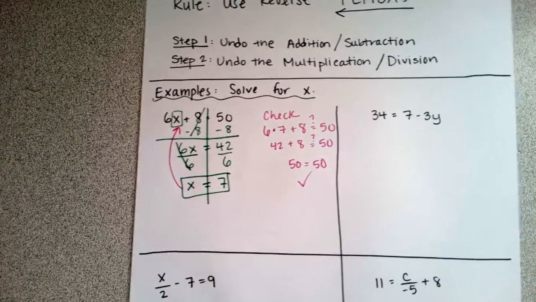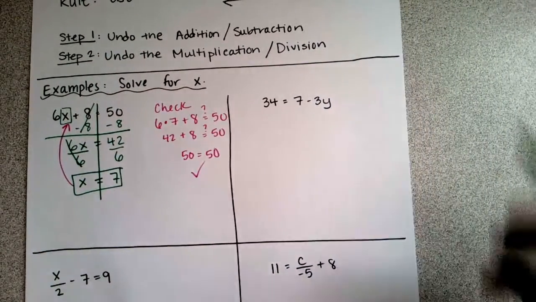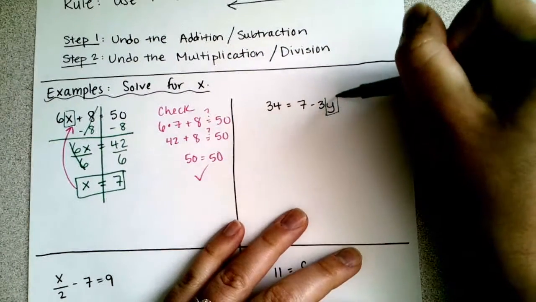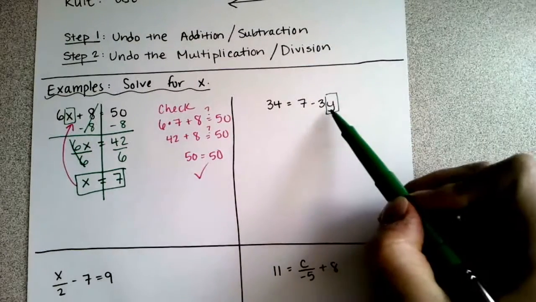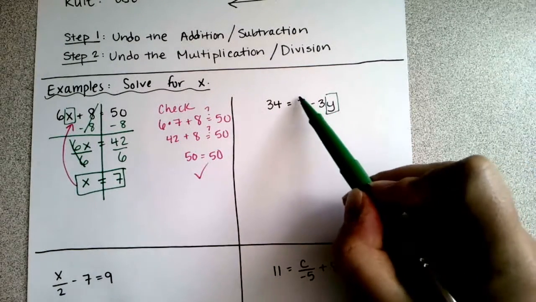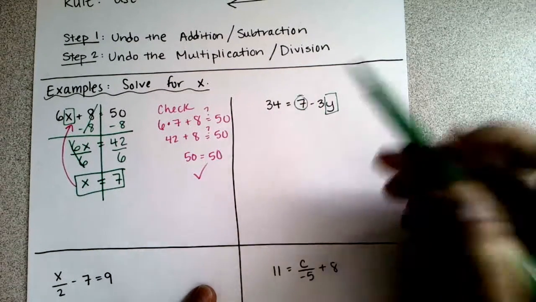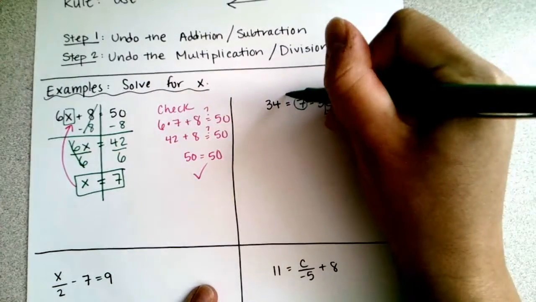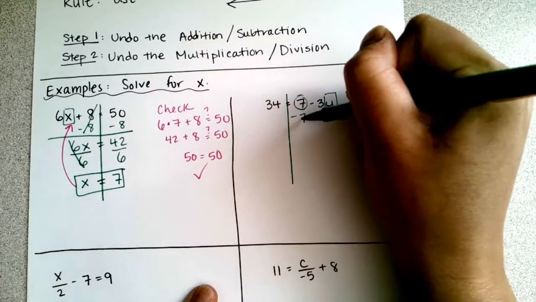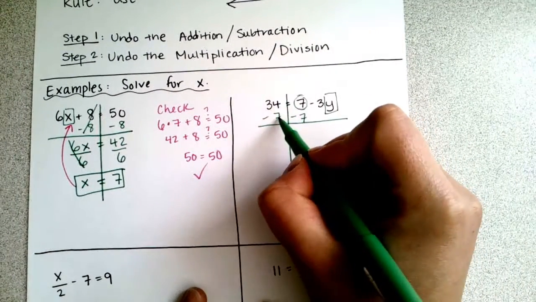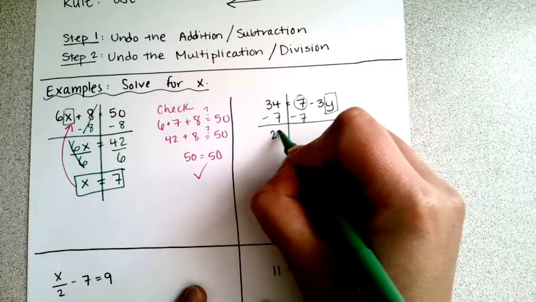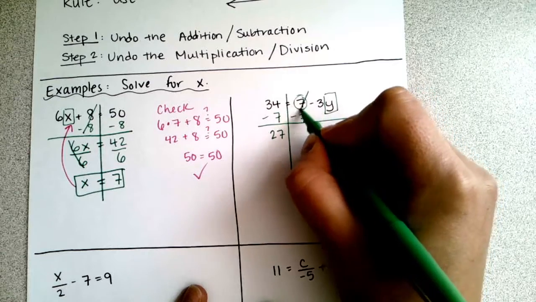Let's do a few more. On this next one, we need to get y all by itself. So we need to undo the addition or subtraction, but that is of the number that is not touching the y. So there's this 7 over here. It's a positive 7, and we need to get rid of that. So you have to subtract 7 from both sides. 34 minus 7 is 27. 7 minus 7, that cancels.